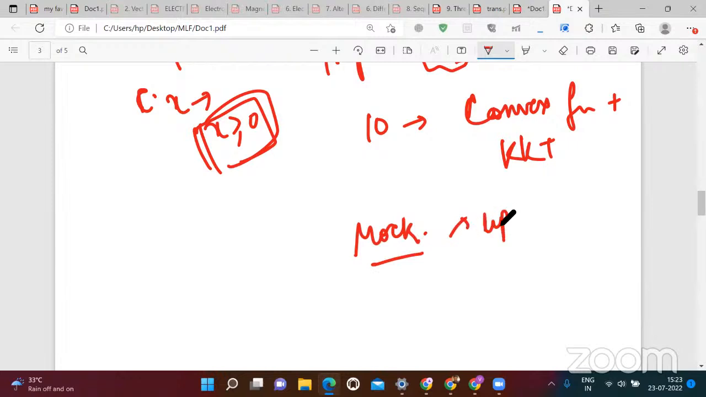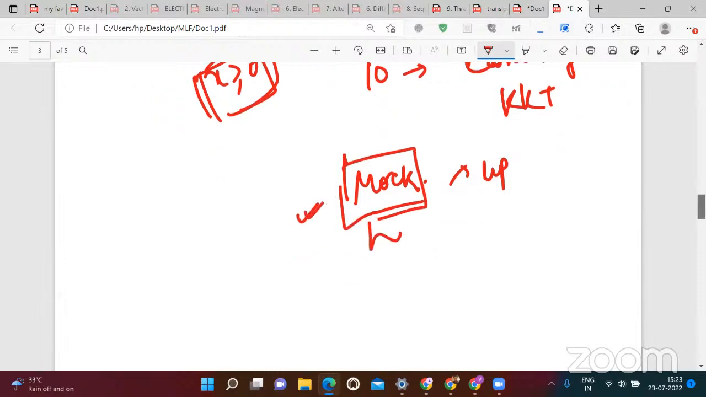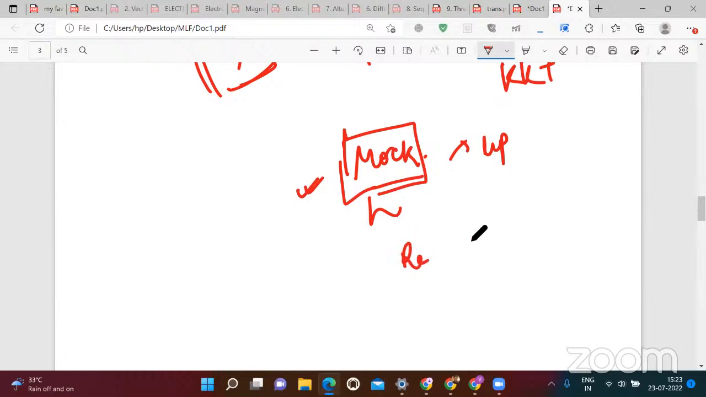No, sir, not yet. Okay, so it will be updated by today or tomorrow after you submit everything. So the mock will be updated. I'll tell you in the mock also which problems are the important ones. And now in the revision session, I'll come with some problems and we'll deal with them. And that would be an important one.